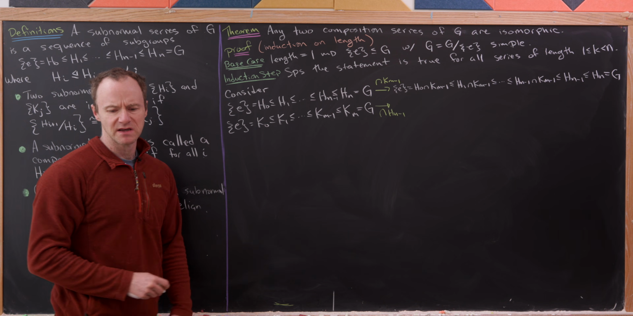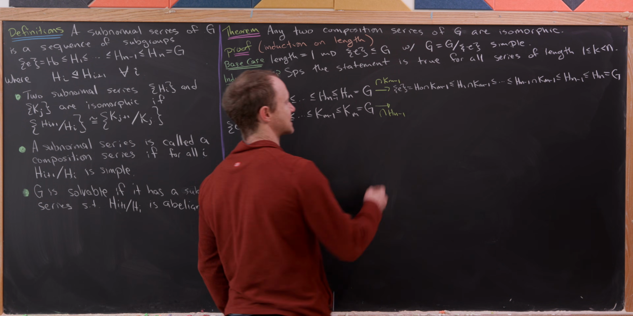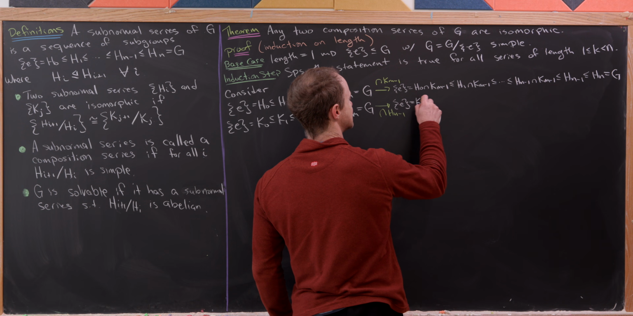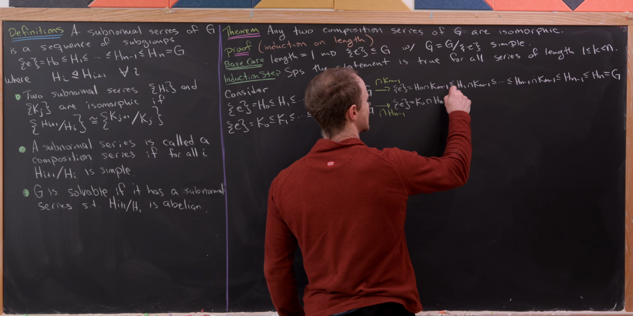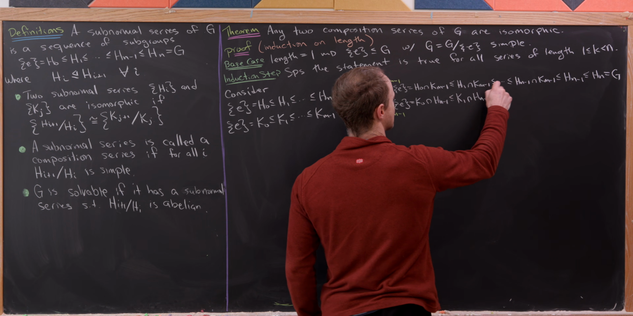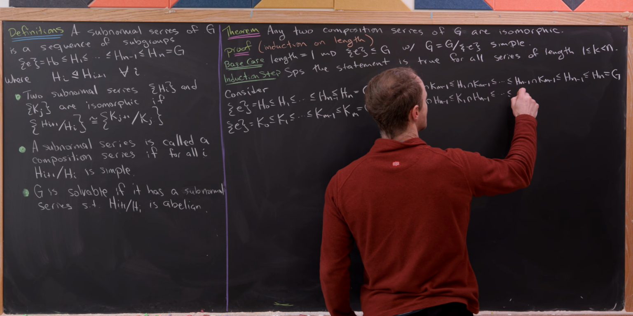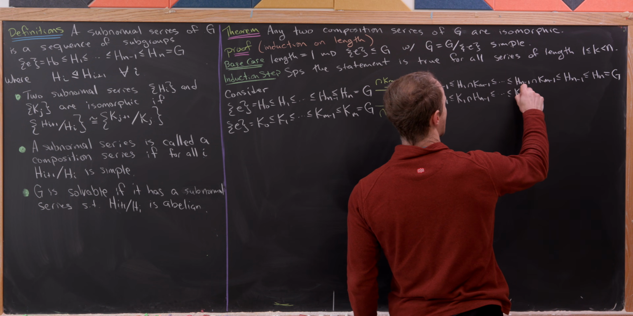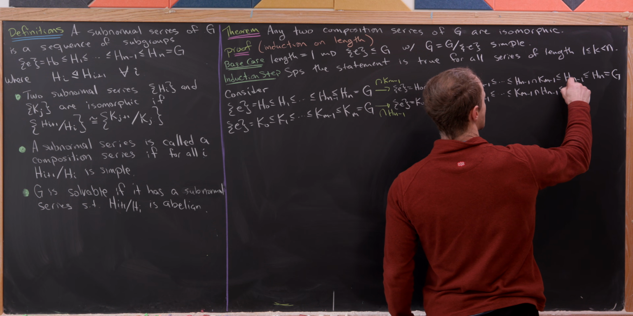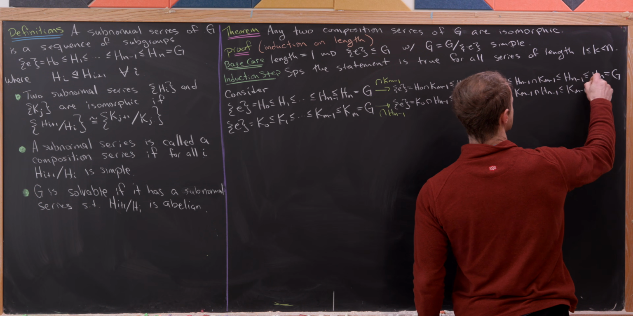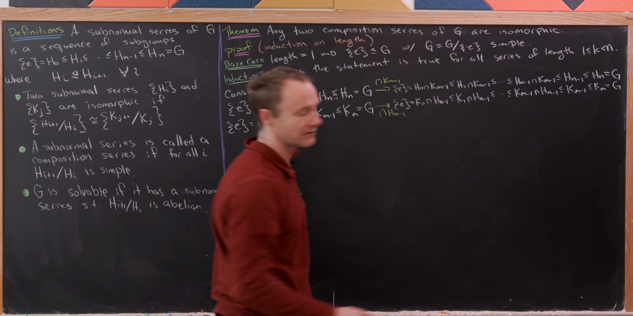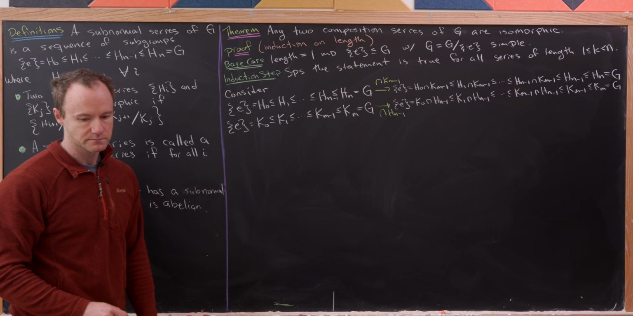Okay, now we're going to do kind of the same thing for the next one. So here we'll have E, so that's going to be K_0 intersected with H_{n-1}, a subgroup of K_1 intersected with H_{n-1}, all the way up, a subgroup of K_{m-1} intersected with H_{n-1}, a subgroup of K_{m-1}, a subgroup of K_m, which is equal to G. Okay, so now we've got that going on there.